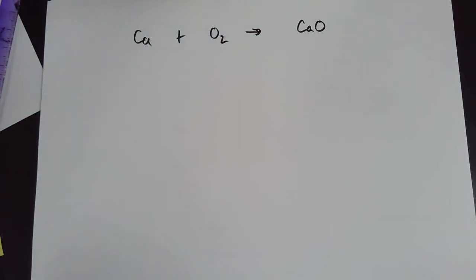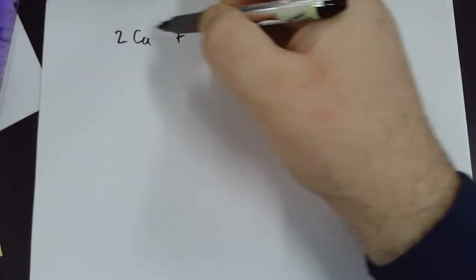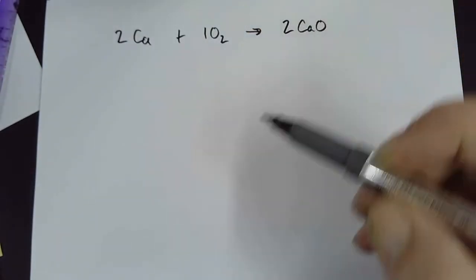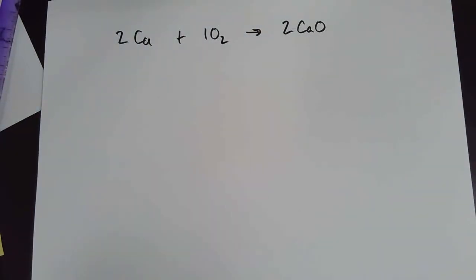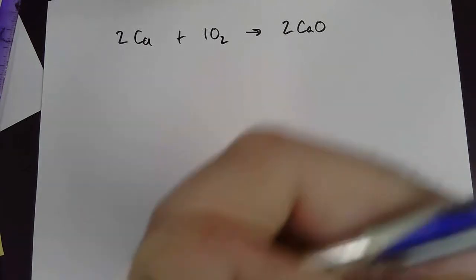Okay? Is this balanced? No. How do I balance this? Then 2 in front, 2 on the 2 here, 1 there, 2 here. Everybody cool with that? Okay, let's do our before line.